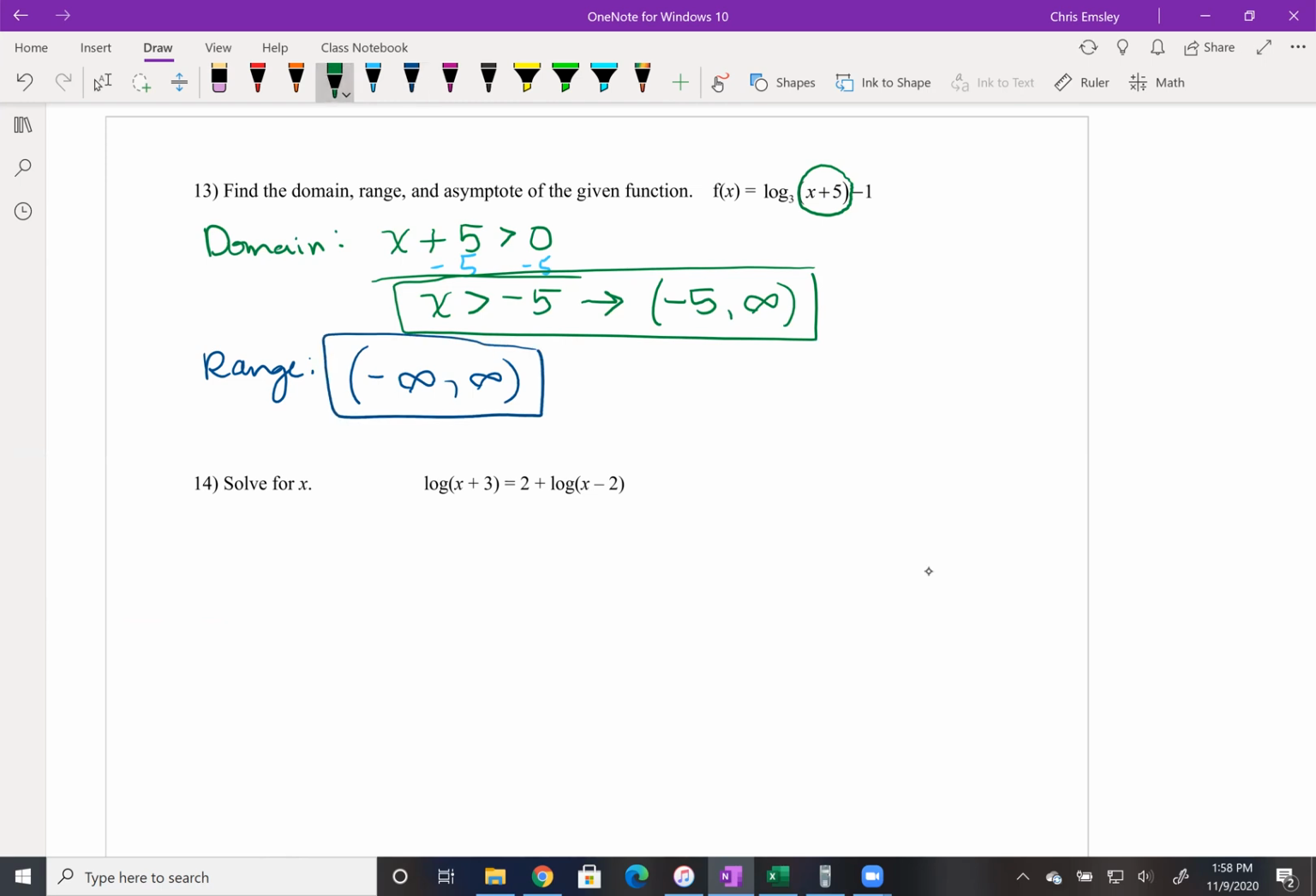And then our asymptote. The asymptote is going to be dealing with the argument again. Take the argument of that logarithm and set it equal to 0. So the asymptote and the domain will be related to each other. So the asymptote happens at x equals -5. That's the value that our graph is going to get closer and closer to, but it can't actually ever reach that value. That's our asymptote.